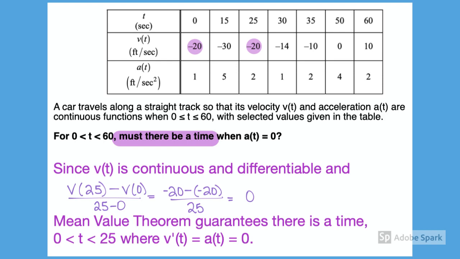So this is going to require a little bit of work on our part because we're going to have to select the numbers that work. So to get a slope of 0, basically what we need is to see that the y values at 2 points on the velocity function are the same. And we do see that at 0 and 15, both velocities are negative 20. So I went ahead and found the slope of the secant line between 25 and 0, which works out to 0. Therefore, because the slope of that secant line was 0, mean value theorem guarantees there is a time between 0 and 25 where v prime of t or a of t equals 0, which is the answer that we wanted.